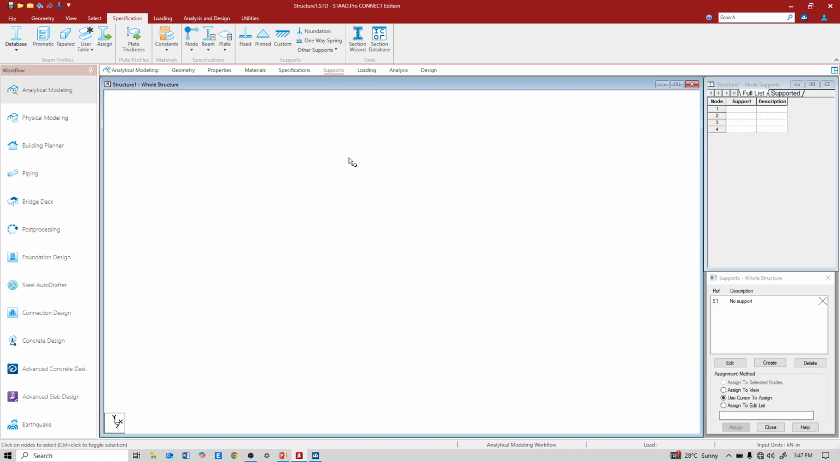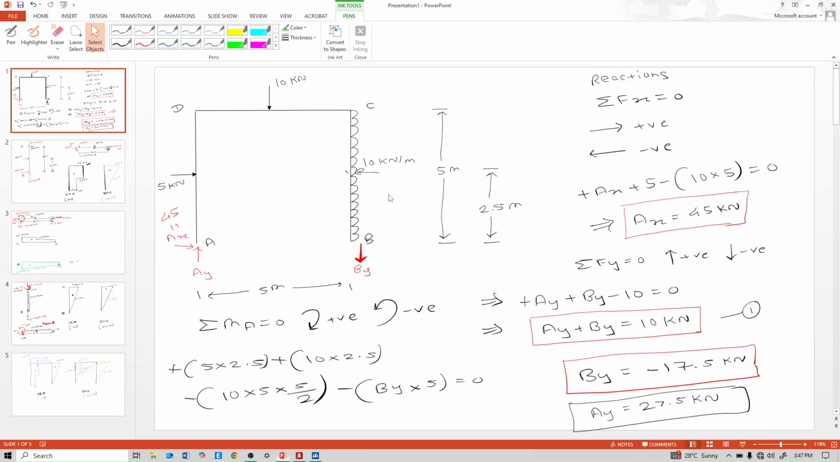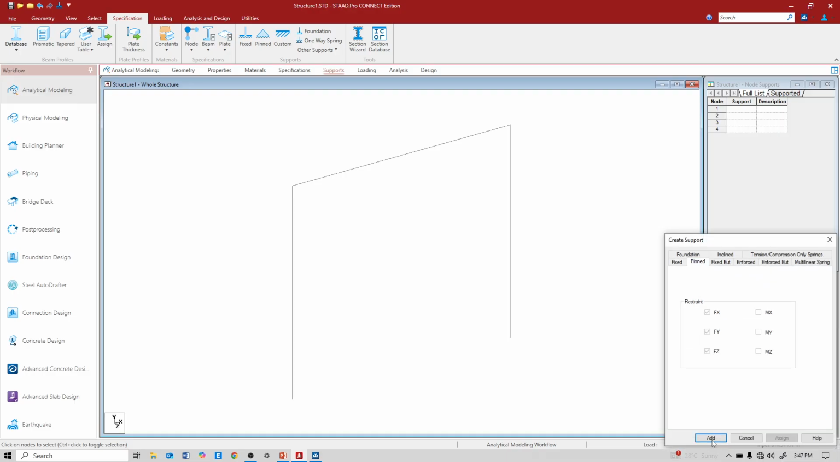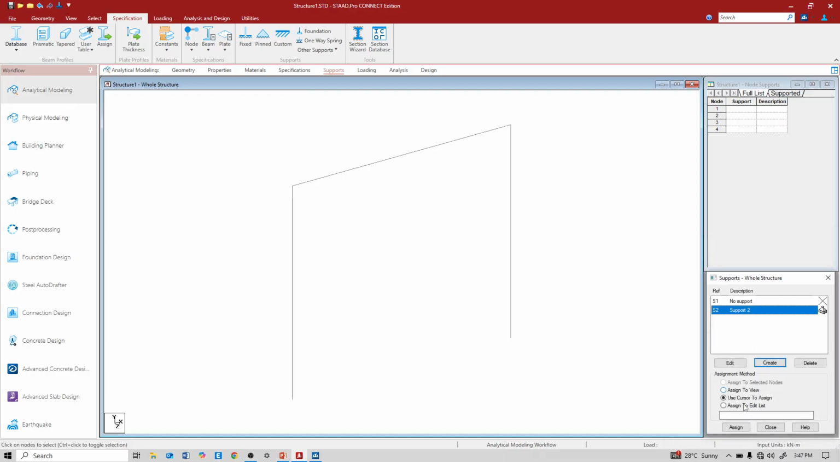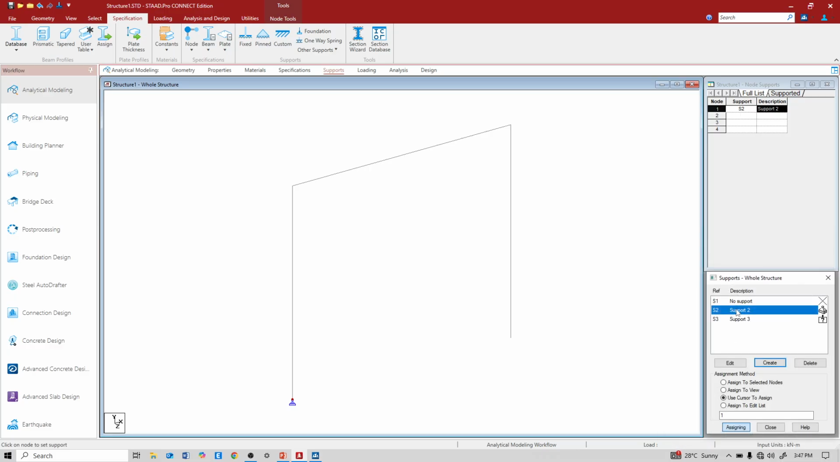Now support. A is pin and B is roller. So create. This is pin. Use cursor to assign. This is pin and fixed, but this is roller. In roller only vertical FY reaction comes, all others are releases. That means all others are free to move, translate or rotate.